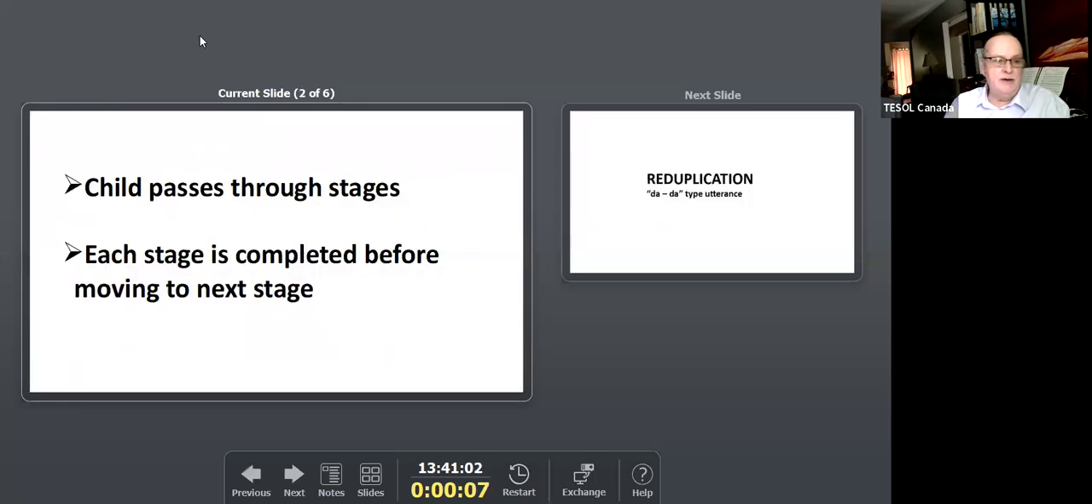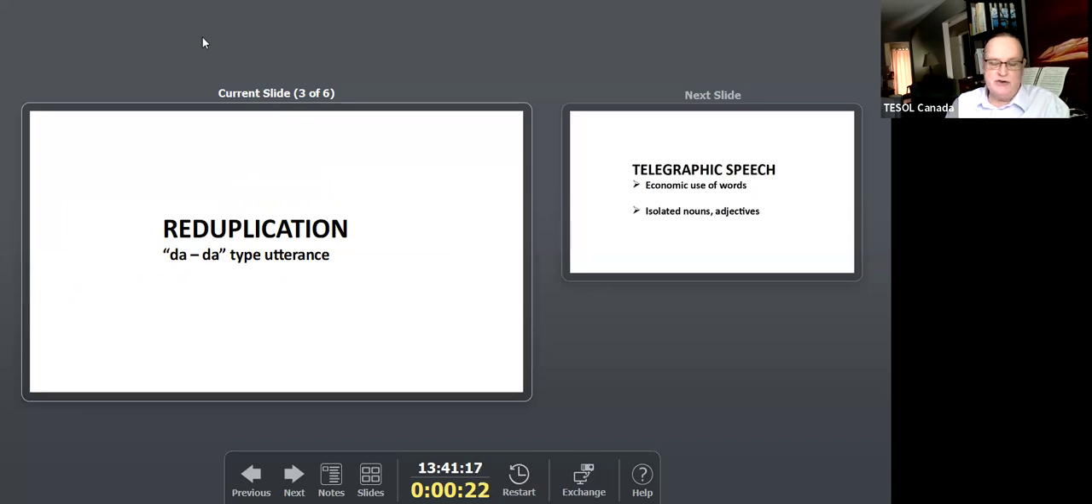We can remember that the child passes through stages of evolution of learning a language, and each stage is completed before moving to the next stage. Reduplication is one of the first things that a child begins to do with their language. The repeating of syllables such as dada or mama, and that repetition of individual sounds and syllables is called reduplication.